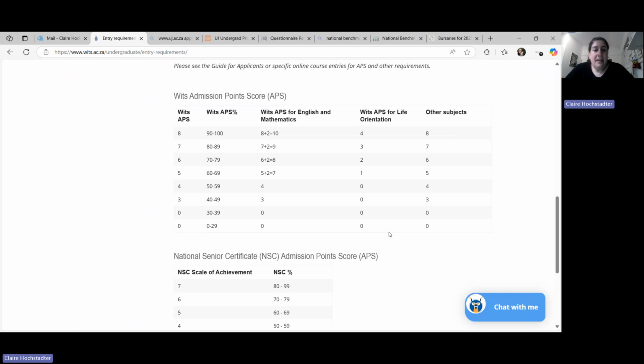So you will see that if you have 59% or less for life orientation, WITS will not give you any points. 60 to 69 is 1. 70 to 79 is 2. 80 to 89 is 3. And 90 to 100 is 4. So again, going back to your table, you are going to now write in how many points you have for life orientation.